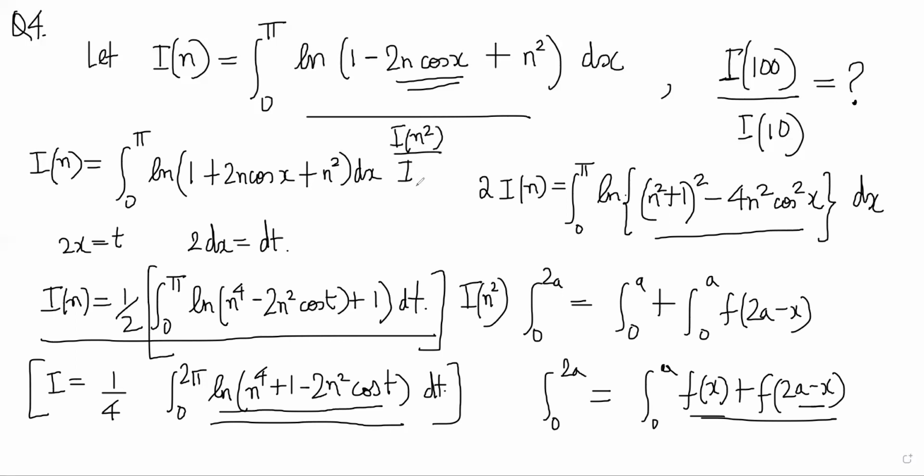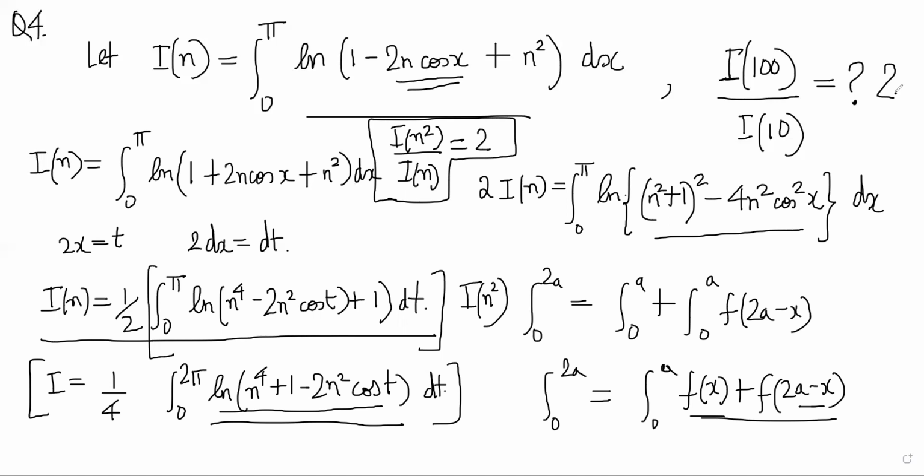Correct. So I 100 by I 10 has to be 2, basically, because it is just n is equal to 10 there, right?